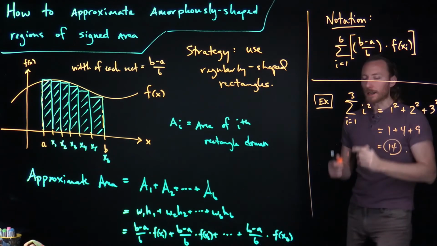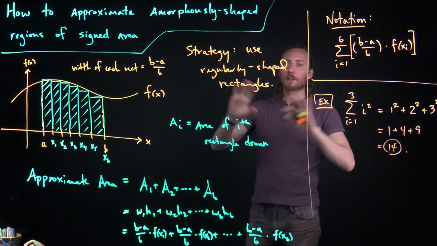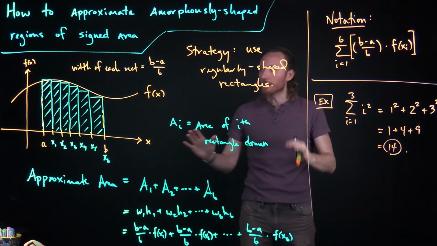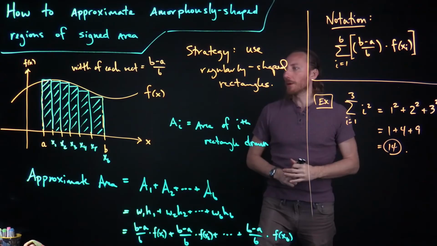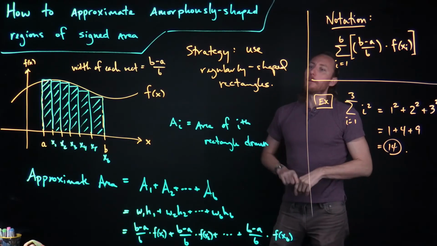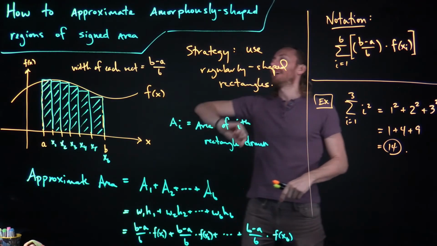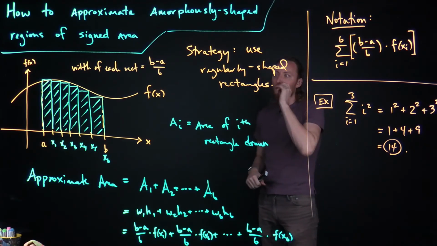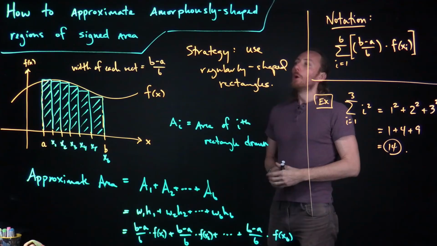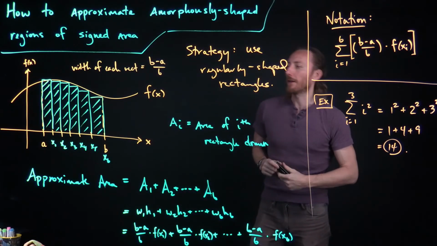So what we've got here in principle, expressed on this board, is a mechanism by which we can approximate the area of an amorphously shaped region. Take an interval from a to b, chop it into some number of pieces, and then on each piece, draw a rectangle exactly as tall as the function is tall. Evaluating the area of each of those rectangles and summing up will give you an approximate value for the signed area between a function's graph and the horizontal axis.